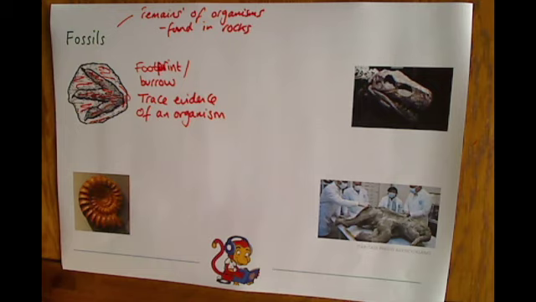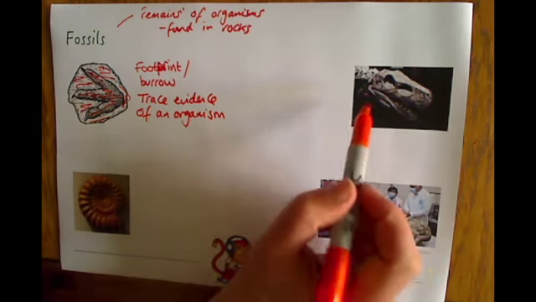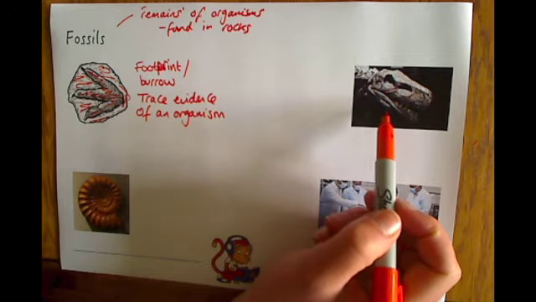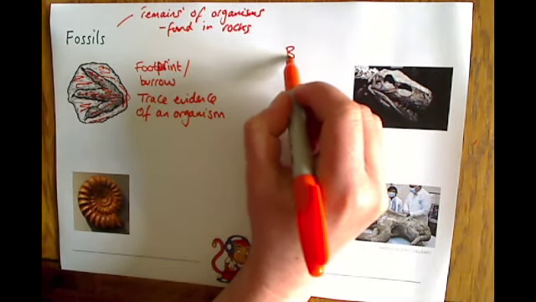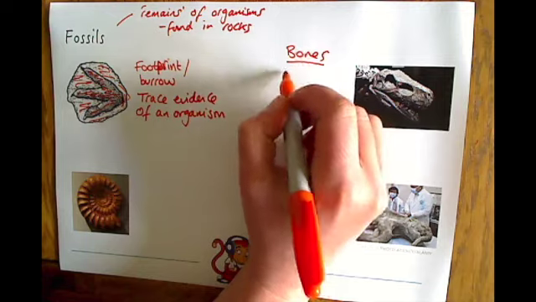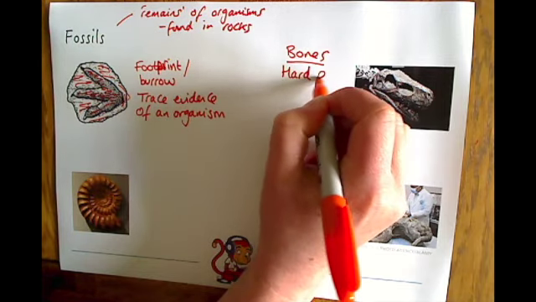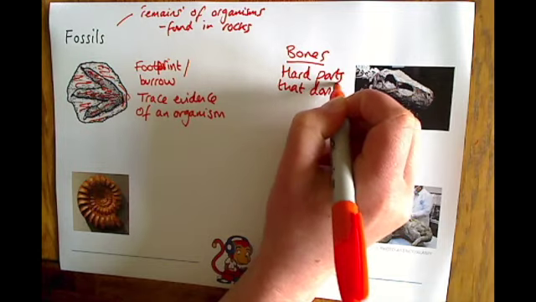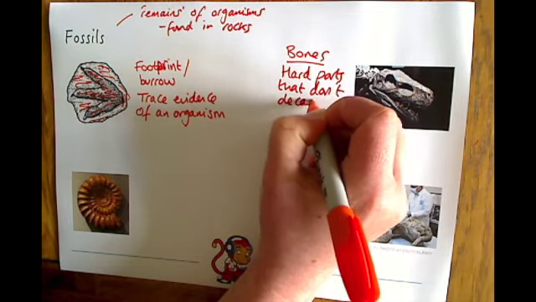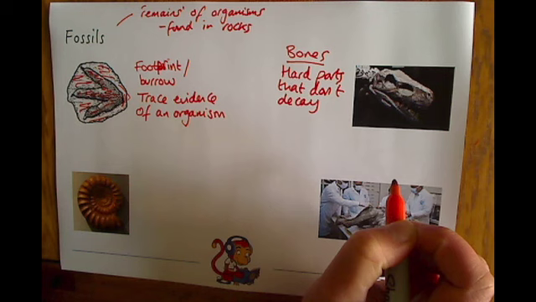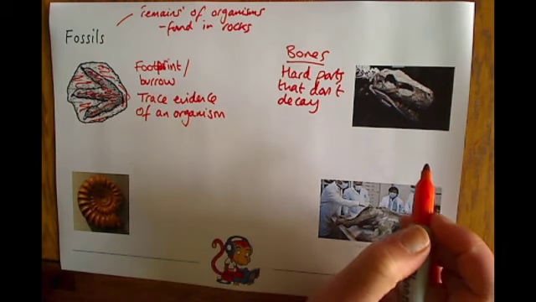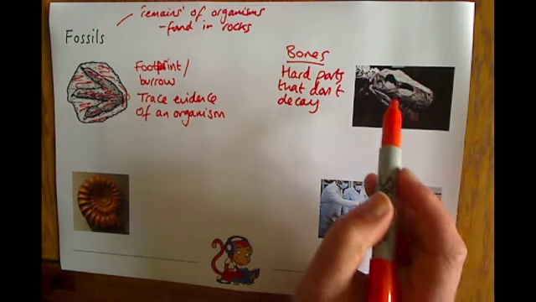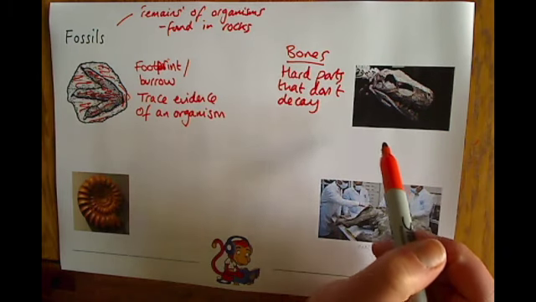Another type of fossil is when you literally extract the hard parts of the animal which don't decay. So things like bones, when you extract those, they're the hard parts that don't decay, and obviously they give us some really great information about what the organism looked like and how it moved, perhaps what it ate, whether it's a predator or a prey depending on where its eyes are, all things like that.